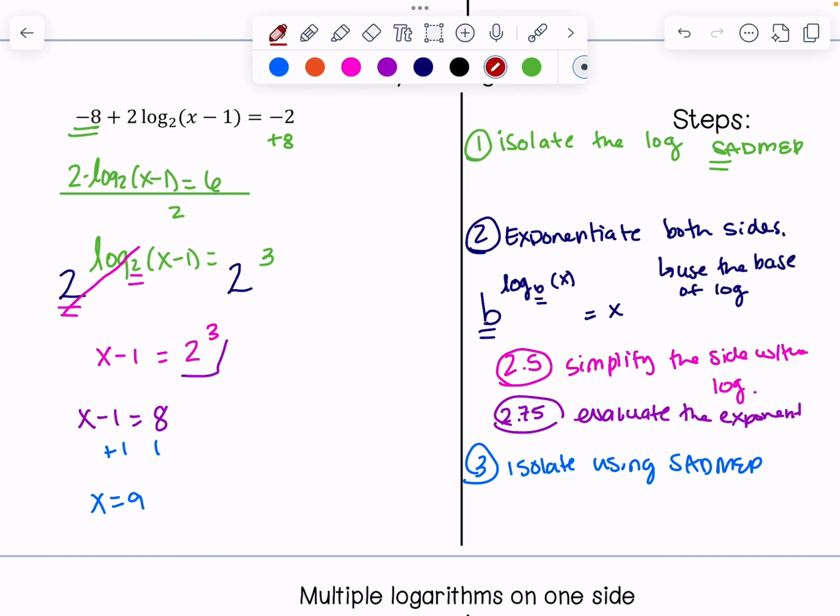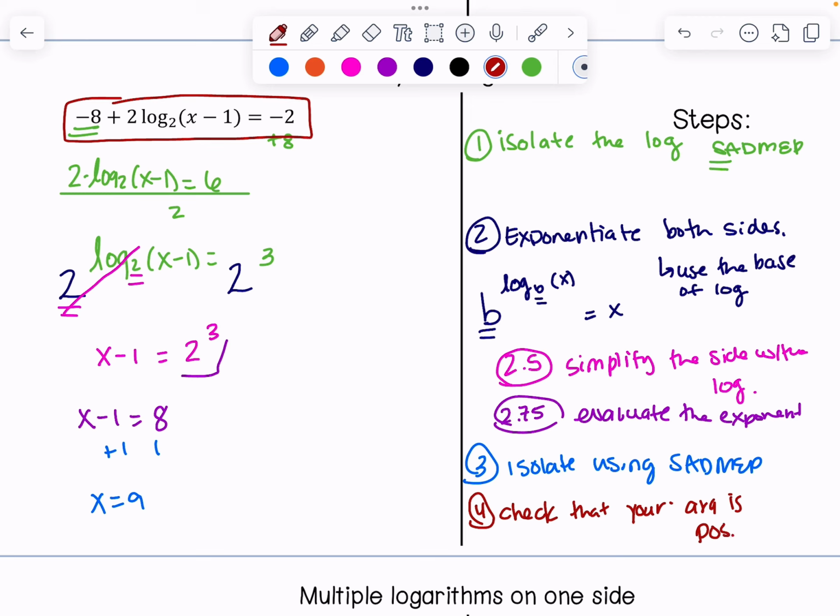This one, however, my original equation is a logarithm. And that means that the last thing we have to do is check that your argument is positive. So we know that one of the constraints on all logarithms is that the argument must be a positive number. So this answer only works if I plug it in and my argument is not negative. So my argument is x minus 1.